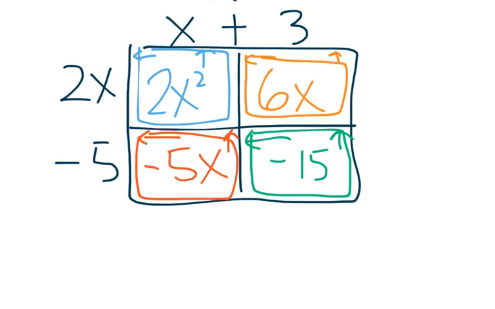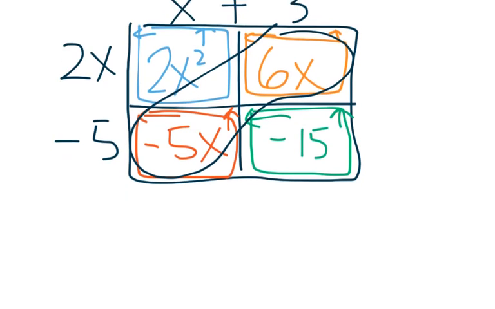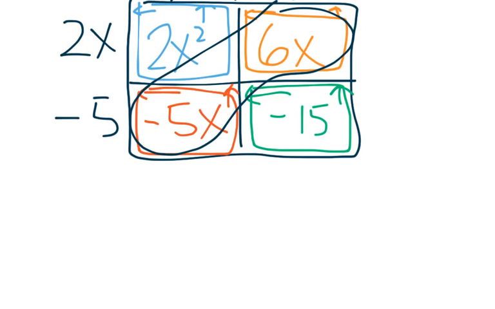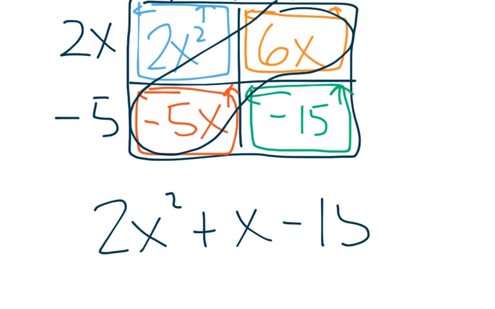Once again, you combine like terms, so 6x minus 5x, which is just 1x. You end up with the same answer, 2x squared plus x minus 15. So this is your final answer.